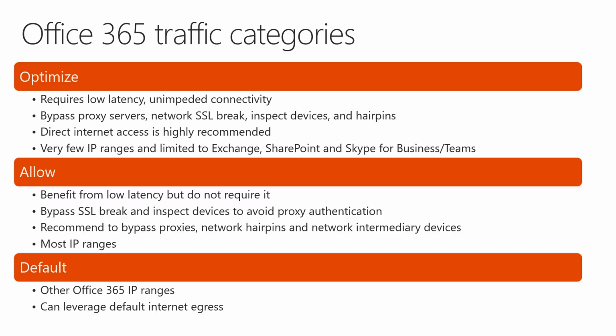Then finally, there's the Default category, which is for all the other Office 365 IP ranges. For them, you can just leverage the default internet egress. You don't need to do anything special.